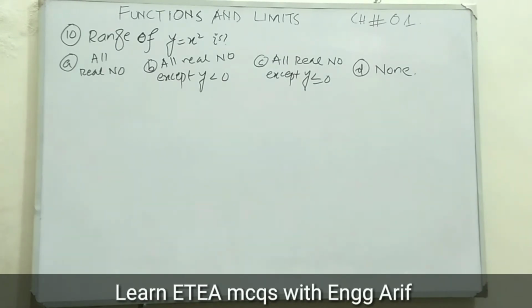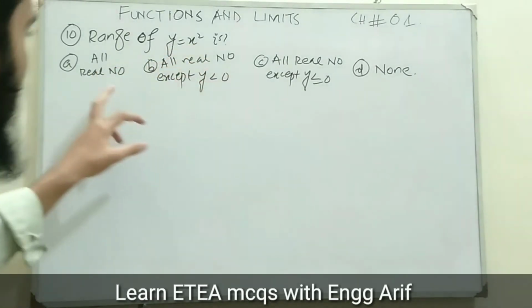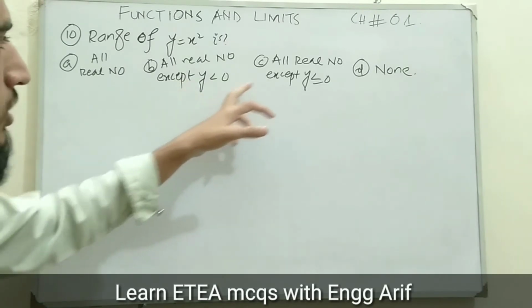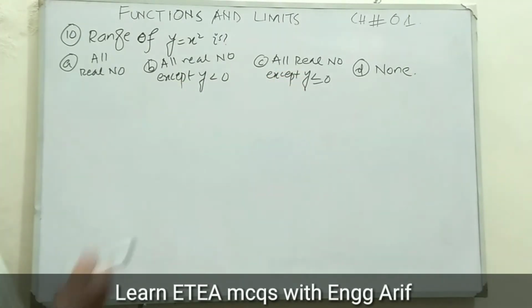Now move toward MCQ number 10. It tells that the range of the function y is equal to x square will be: all real numbers except y less than 0, all real numbers except y less than or equal to 0, and the last option is none.